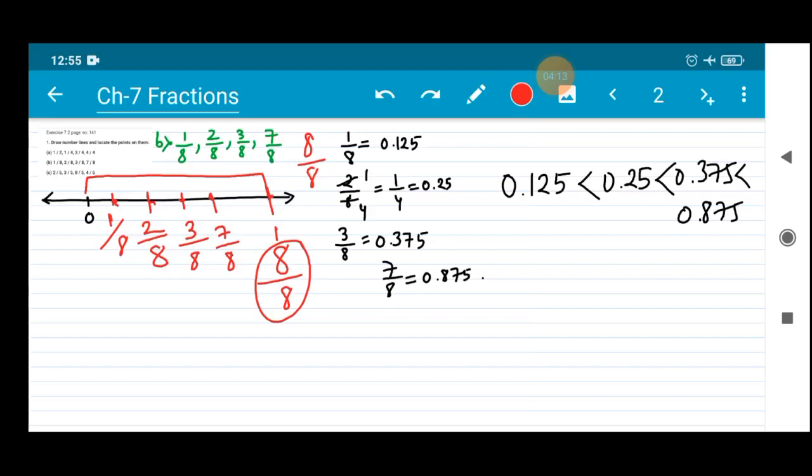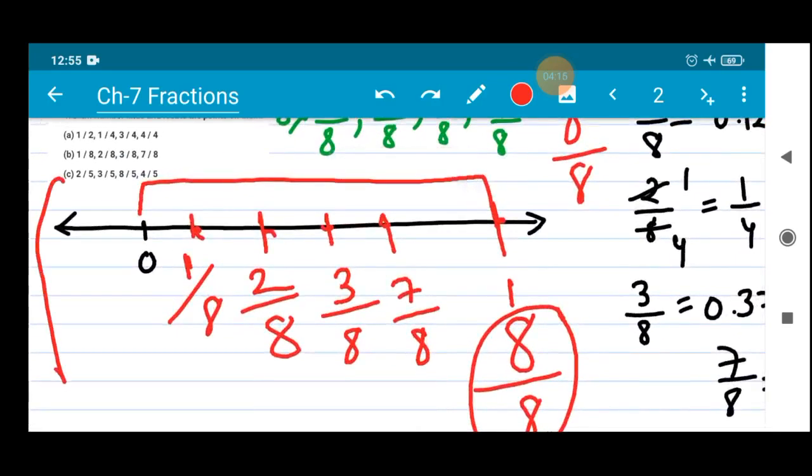Okay, part C. The last question is left out, so I want you all to do it as a home assignment. This will be homework. If you have any problem, tomorrow I will solve this sum again.